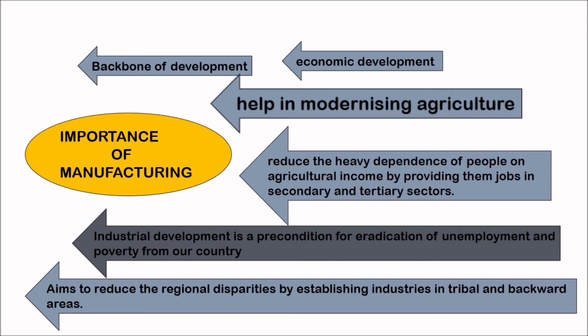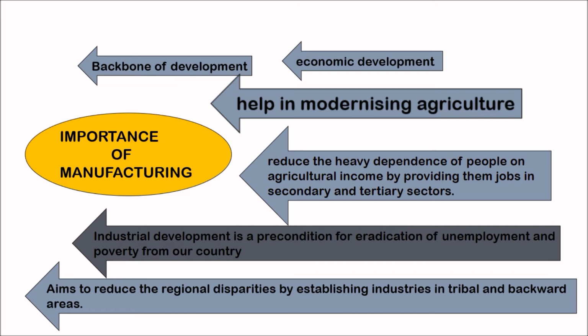Basically, when we are talking about the regional disparities, we clearly understand that the water availability in India in a few regions is really very less. Some places are really dry lands. So in those areas, we need to have alternative sources of income other than agriculture, because agriculture needs huge amounts of water. These are the key points about the importance of manufacturing.